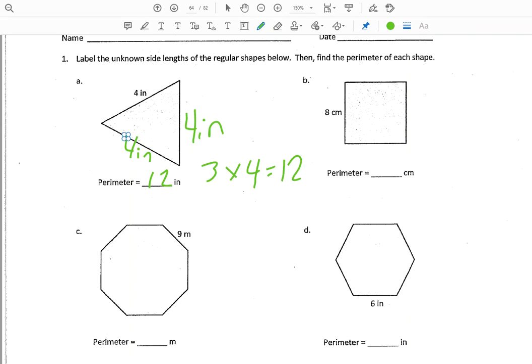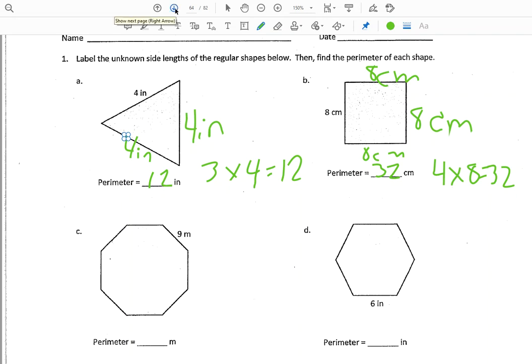Okay? This is a square. All sides are the same. 8. Oh, forgot my labels. Okay, so they're 8 centimeters. So 4 times 8 gives us 32. So 32 centimeters. And the same thing would go with the shapes below. So I know there are 8 sides in an octagon. Every side should be labeled 9 meters. So 9 times 8 is 72 meters. All these sides are 6, so 6 times 6 is 36 inches. I believe you could do the rest of those.